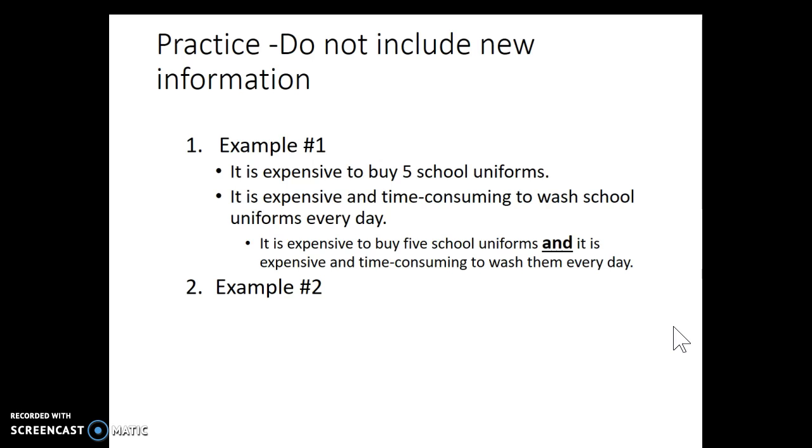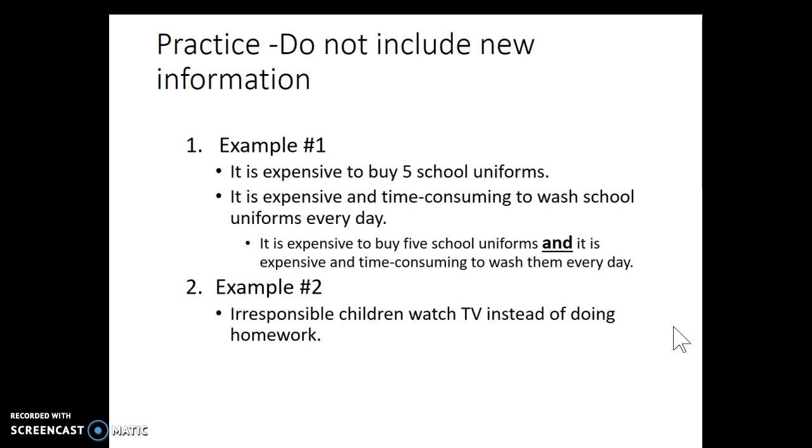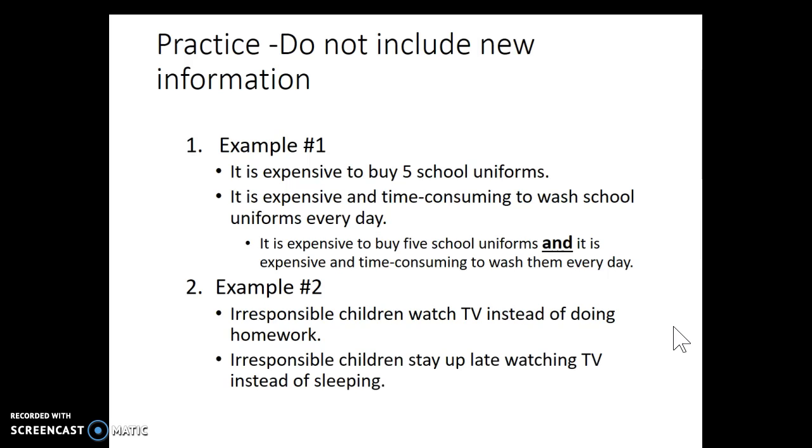Okay, let's try example 2. You can write this sentence on your own. Okay, first it says, irresponsible children watch TV instead of doing homework. Irresponsible children stay up late watching TV instead of sleeping. Combine those two sentences now using and. If you're doing this in class or to make up for class, do this on that separate sheet of paper now.